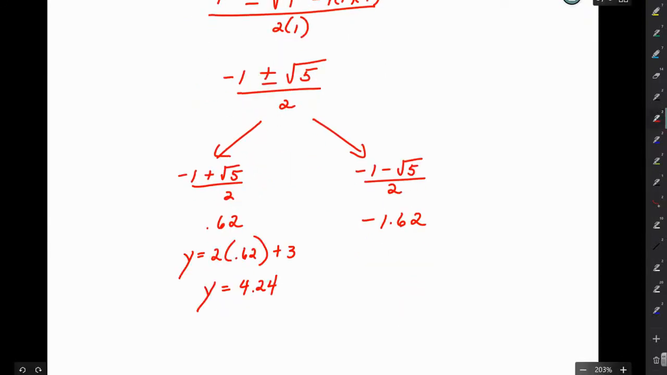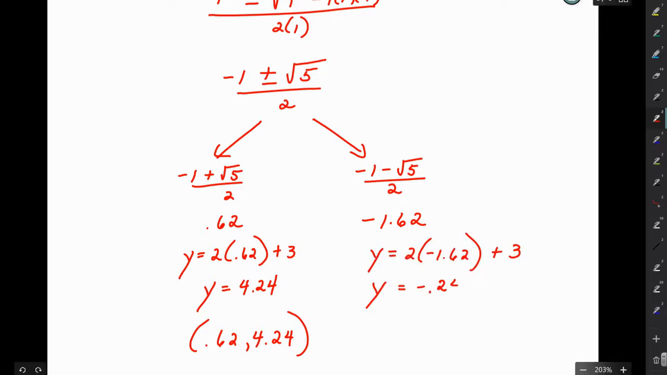So the first coordinate I get is 0.62, 4.24. And then I'm going to substitute in the other x value. So the other coordinate I get is negative 1.62, negative 0.24.